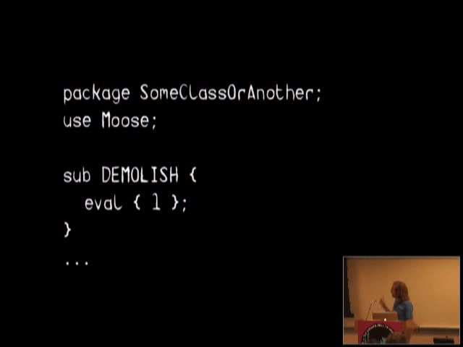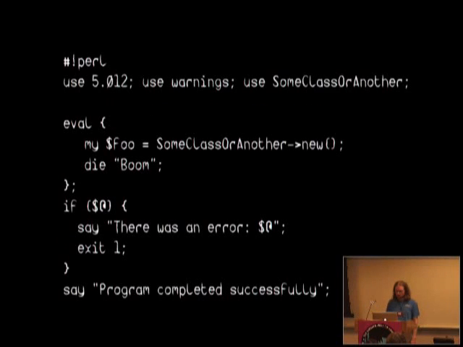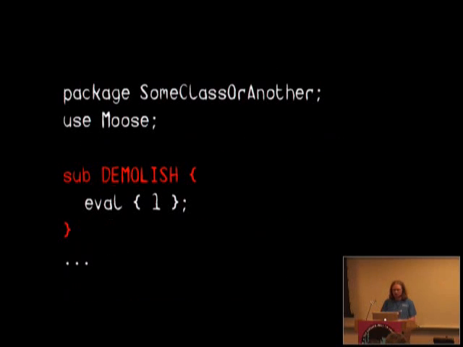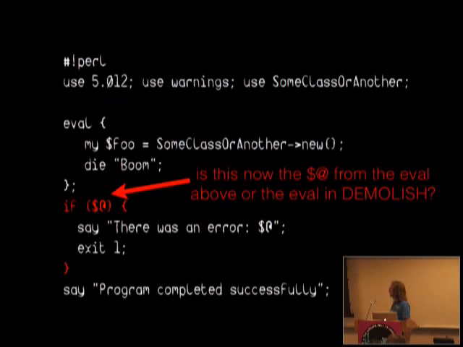What happens if we eval in the middle of that demolish block? Well, okay, let's try it. We'll create some class or another. We'll die, which raises the exception. And then, of course, we jump out of the eval block because we're terminating. But at that point, we jump into the demolish block, run a different eval, which completes successfully, and then we go back to where this if is.